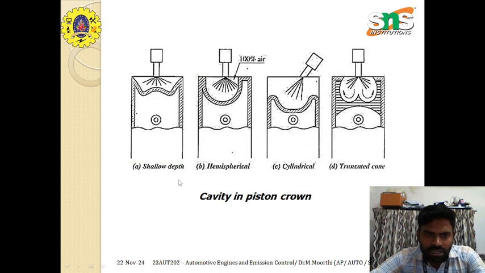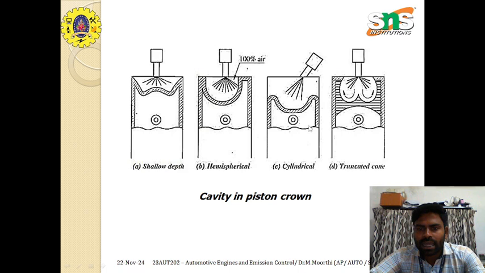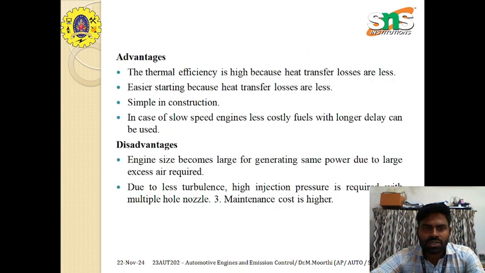The piston crown starts with shallow depth. The first one, figure A, shows the shallow depth, the second one is hemispherical, the third one is cylindrical, and the fourth one is a truncated cone. So these are the different shapes of the piston crown formed in the open combustion type.